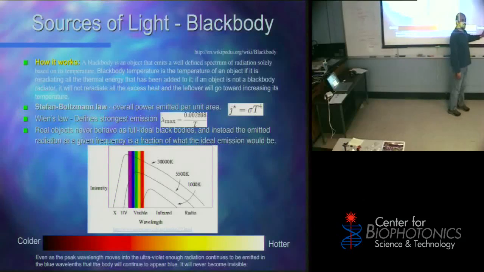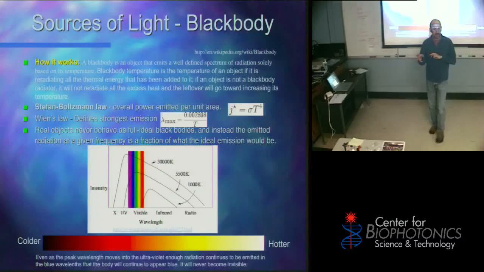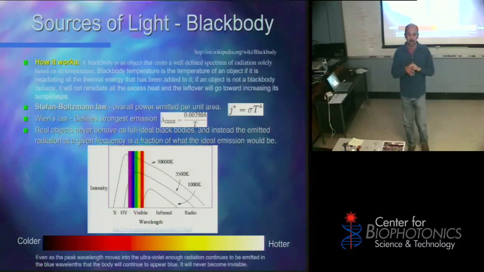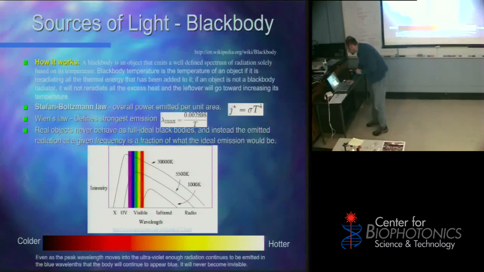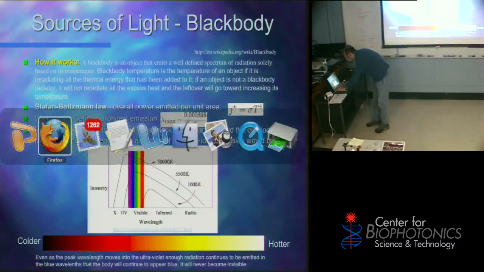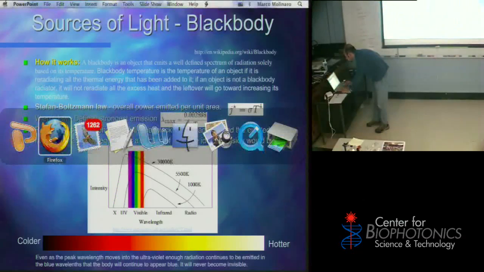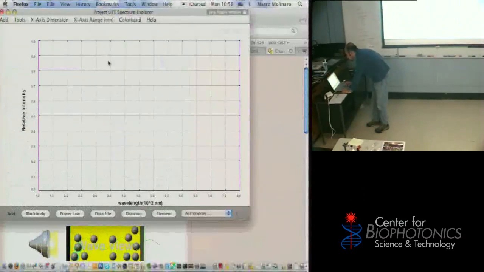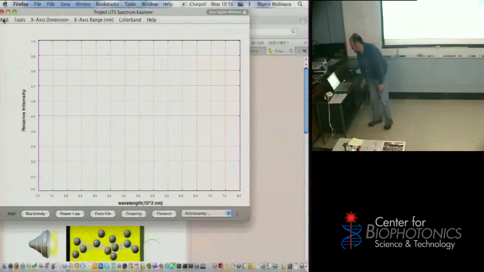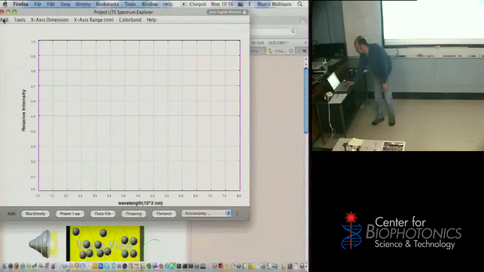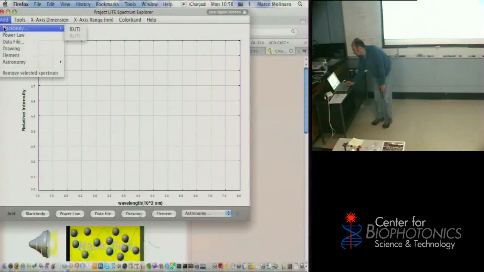And then actually, something will turn blue. That's even hotter. Okay? It's hard for us to think of blue as signifying hot. But if something is blue hot, it's really, really hot. Okay? And let me show you how this works. Okay, let's see, where is it? Right here. Okay. So, what this allows me to do is something called the Spectrum Explorer. I can add something called the black body curve.